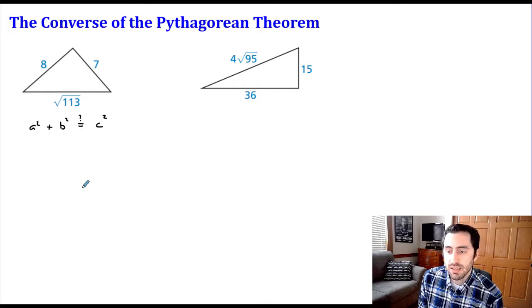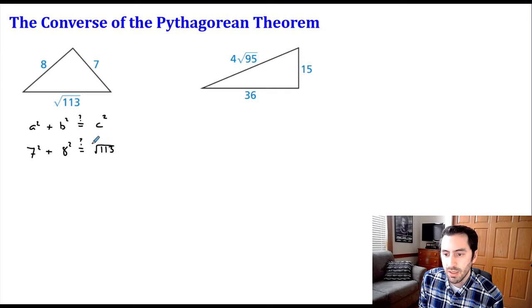So we have 8 and 7. The biggest side is going to be the square root of 113. I know that this is bigger than either of these two sides because the square root of 100 is 10. So this is bigger than 10, which is also bigger than 8 and 7. So if we plug everything in, we have 7 squared plus 8 squared. And then again, I'll do a little question mark over the equal sign. And then we have the square root of 113, and we are going to square that.